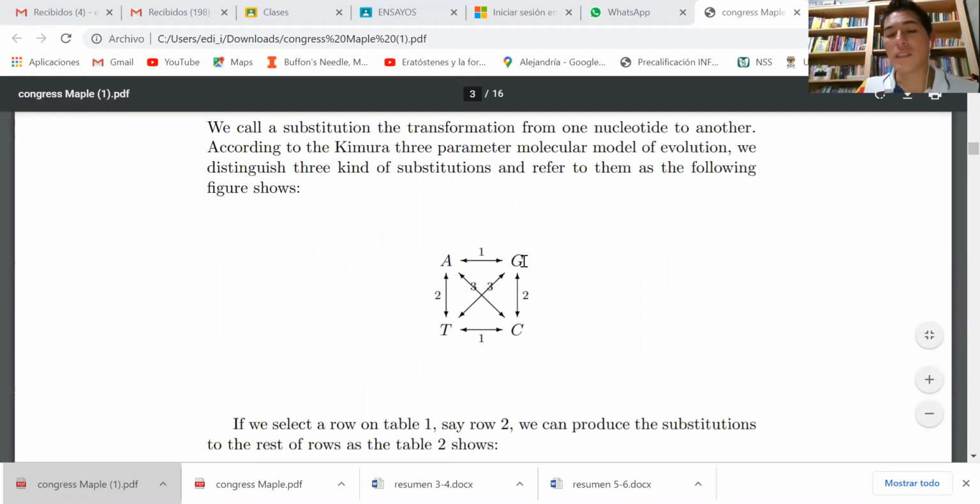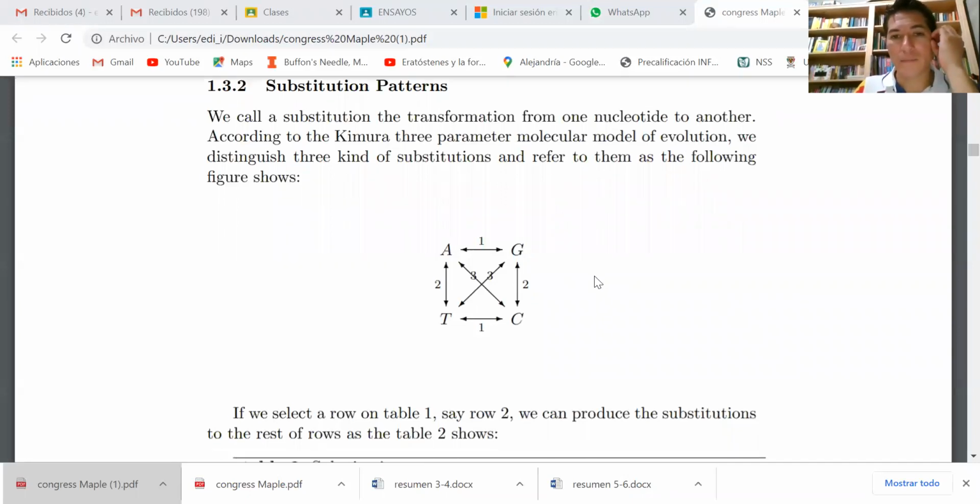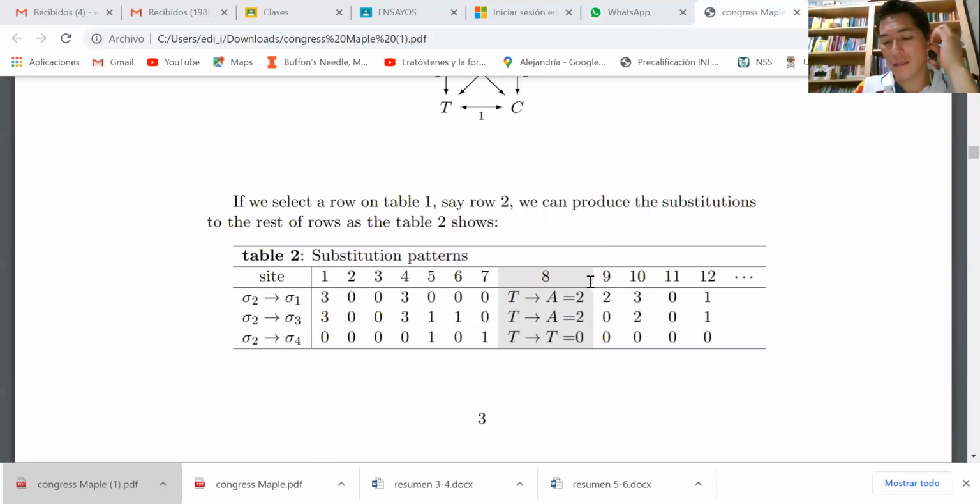These are the different substitutions that we consider throughout this manuscript. Substitutions from A to G and from T to C are transitions. From A to T and from G to C are type 1 transversions. From A to C, from T to G, are type 2 transversions. This has to do with a model of molecular evolution. It is an assumption that has to be taken into account to implement Hadamard conjugation.